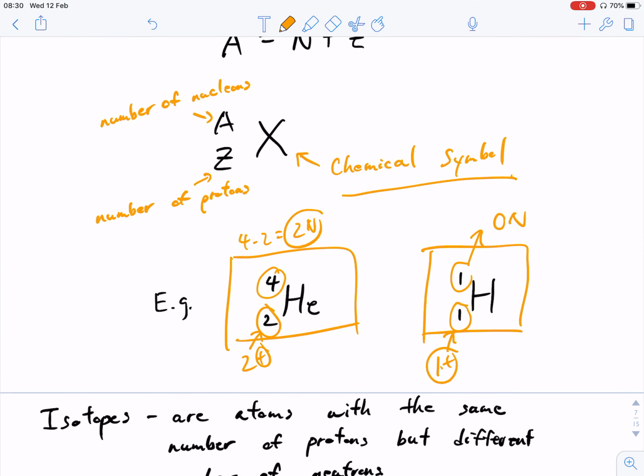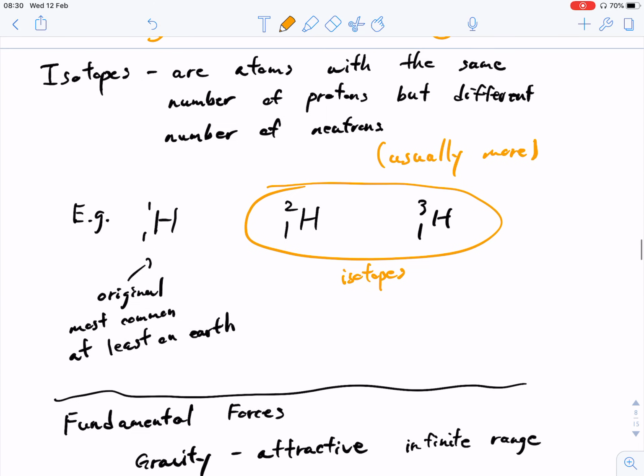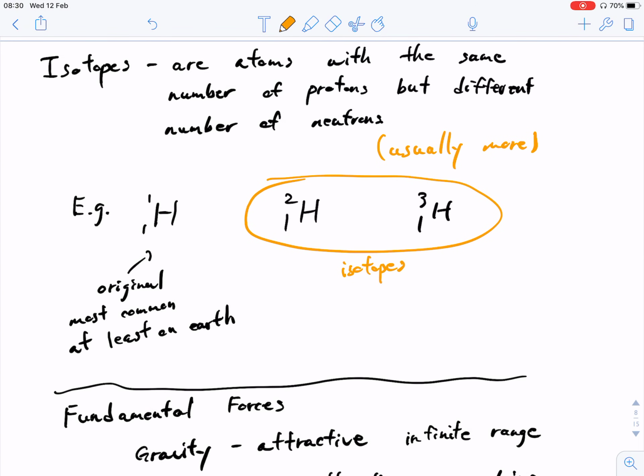Another thing to keep in mind is that all the elements in the periodic table have a balanced charge, which I think we will be talking about down here in isotopes. So an isotope is an atom with the same number of protons, but a different number of neutrons. And it's usually that we talk about heavier elements. So usually isotopes are ones that have more neutrons, generally speaking.